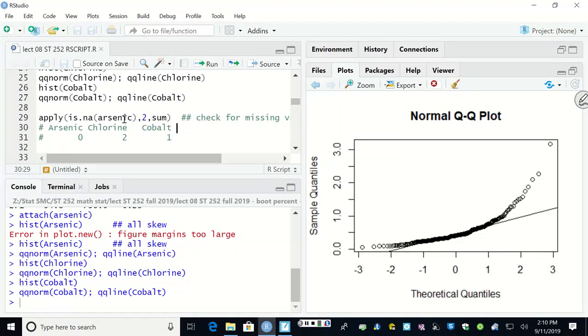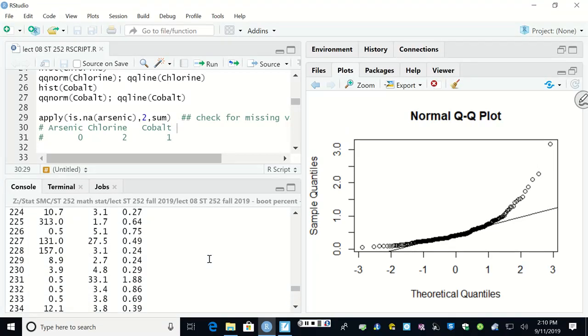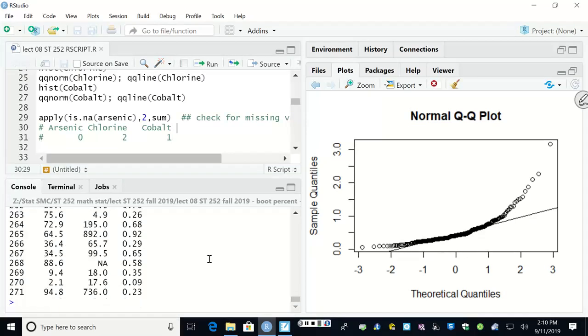Now we know there are some missing. So arsenic, how big is this? It's a matrix. So it's 271 rows actually, but then 3 variables on top of there. The top of it is this.